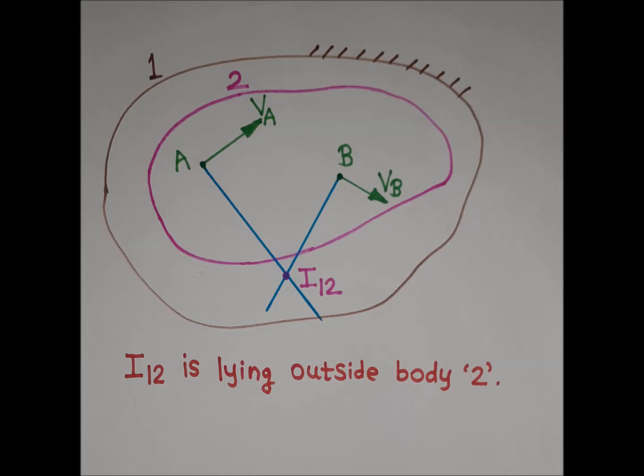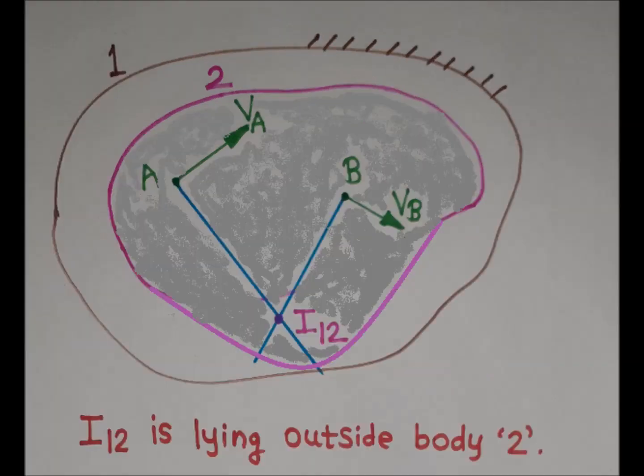By observing I12, VA and VB, we will come to know that planar body 2 will rotate in clockwise direction at this instant. I12 is lying outside body 2. Body 2 is moving relative to body 1. Planar body 2 is having pure rotational motion about center I12.